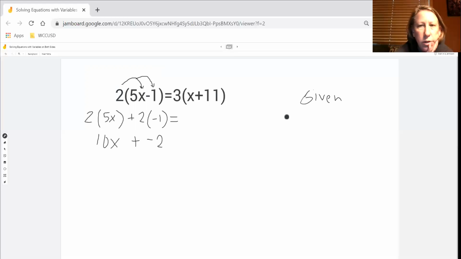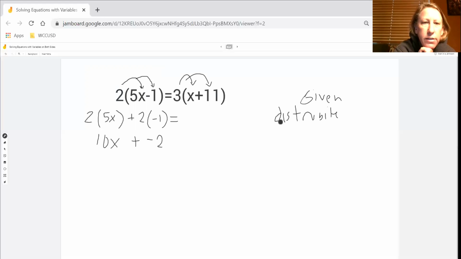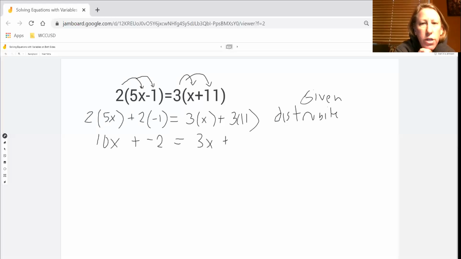At the same time, we can distribute on the other side. So we can do the distributive property on this side too. This one is going to be 3 groups of x plus 11. That's going to give us 3 x's and 3 11s. That's going to be 3x plus 33.